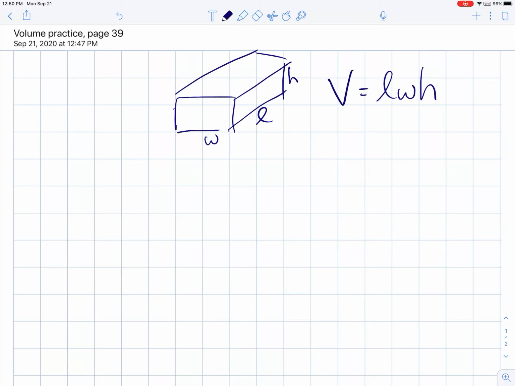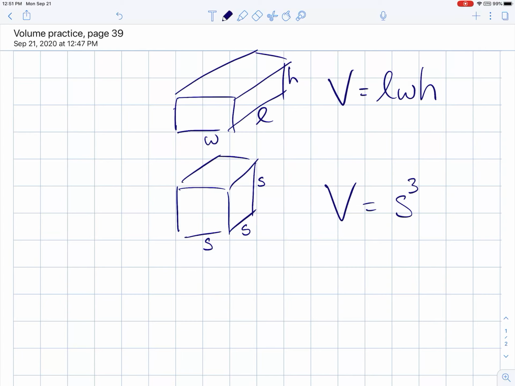You might also have a cube. A cube is just another type of rectangular solid, and you could use the formula length times width times height also, but if it is a cube, then the length, the width, and the height are all the same. So in that case, you might just call them S for the side lengths, and then you could say the volume of the cube is the side cubed, right? S times S times S, or S cubed.